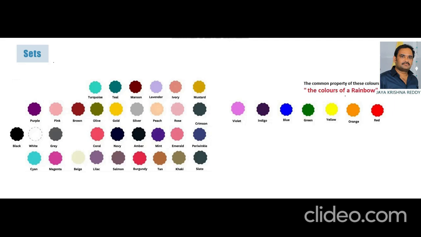The common property of these 7 colors is nothing but the colors of a rainbow. In this way, the collection of things, like these colors or alphabets or numbers, with a common property or a common rule is called a set, and we can write the set with braces like this and separate the terms with commas.